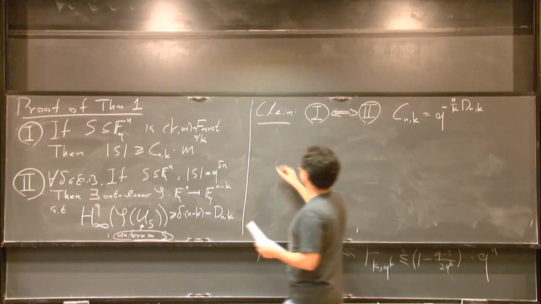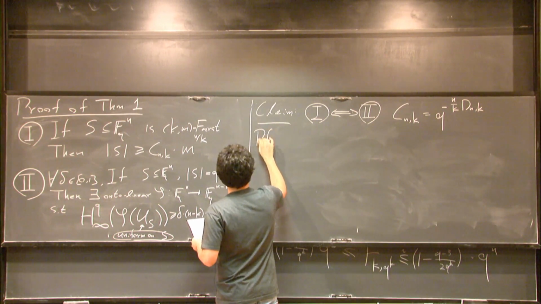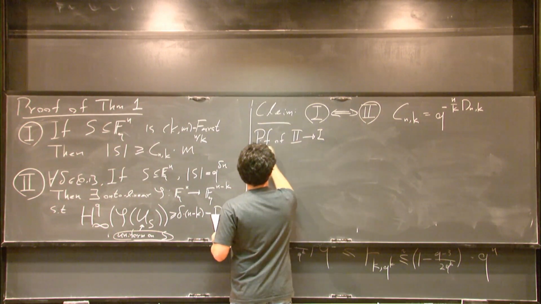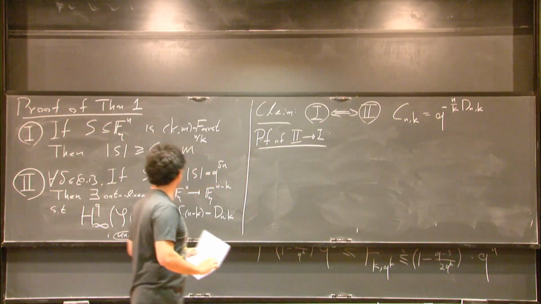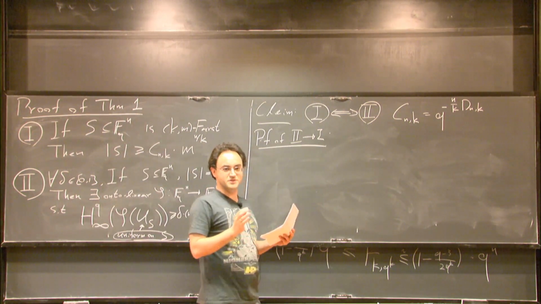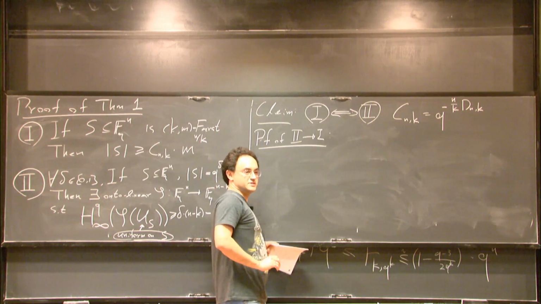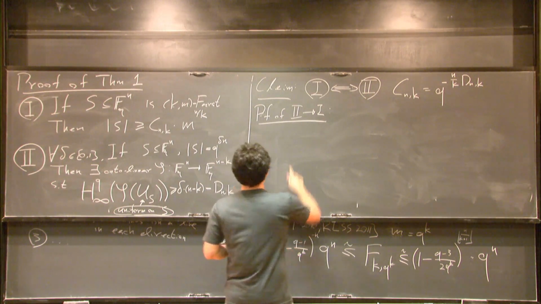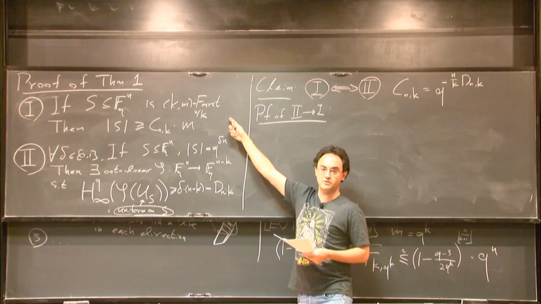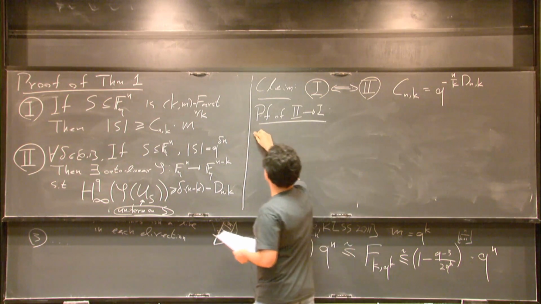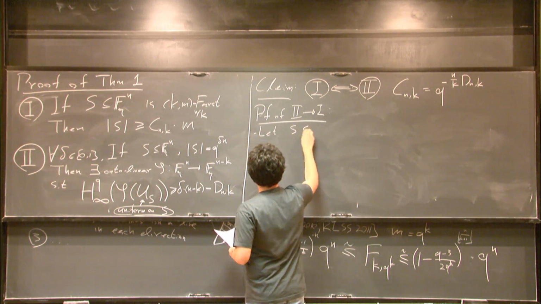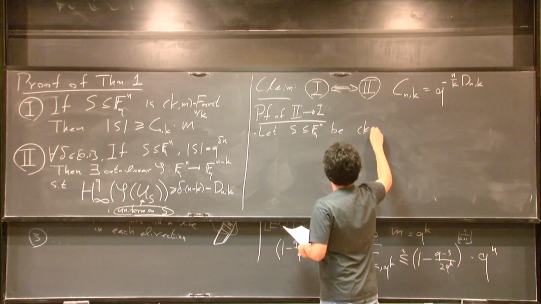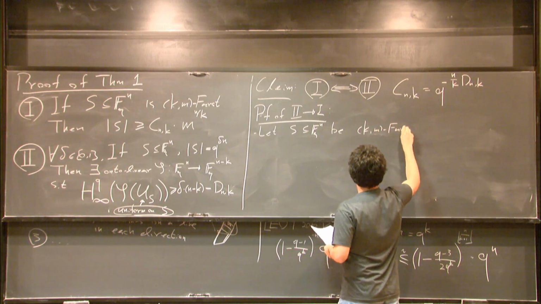So let's show the proof of 2 implies 1. It's a little surprising, but once you see the proof, you realize there's nothing very deep about it. Just the definition is the right one. So we're assuming 2 holds, and we're trying to prove a lower bound on a Furstenberg set. So let S be a Kakeya Furstenberg set.